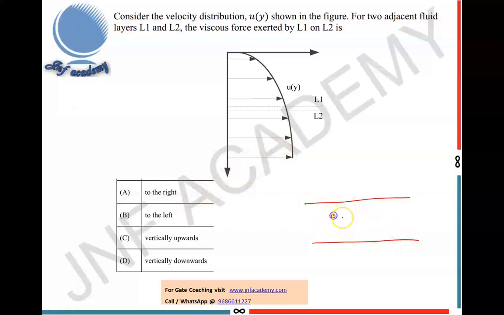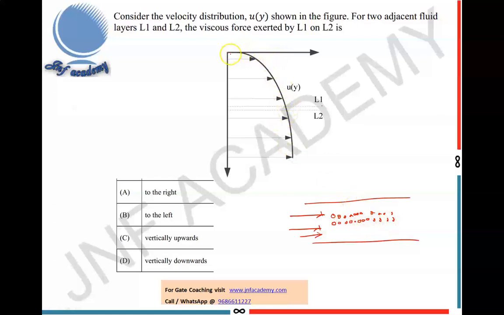For example, if a lot of fluid particles are moving in one layer, and the flow direction is this direction, and very close to the next layer the fluid particles are moving like this, what it means is the force that has been exerted by the top layer on the bottom or adjacent layer is in the opposite direction of the flow. So that's the reason near the wall the viscous force will be very, very high.